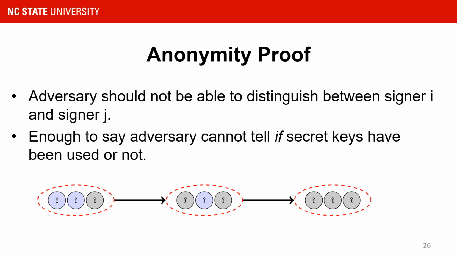Great. So now at this point, I want to talk about the anonymity proof. For anonymity, basically the adversary should not be able to distinguish whether signer I or signer J signed. And in threshold ring signatures, this shakes out to whether a set A or a set B is the one that signed. For us, it's enough to say the adversary can't tell if secret keys have been used or not. If no secret keys are actually used for the signature and the adversary can't tell, then he can't tell which secret keys were used. So how do we go about doing this?